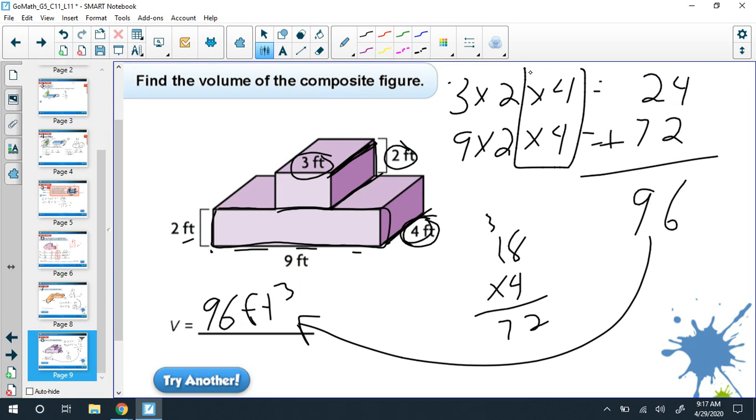First time we did it, right, we just waited to multiply by this. We multiplied 3 times 2, 9 times 2, and we added those two areas together, right? We added together 6 plus 18, which is our surface area, and then multiplied it by our depth.